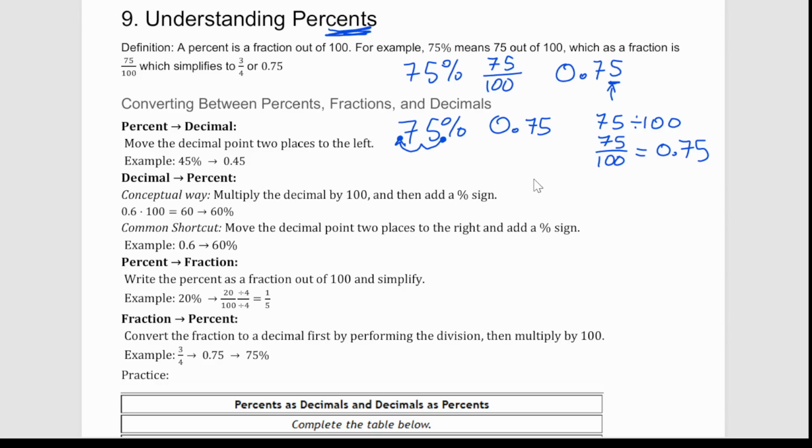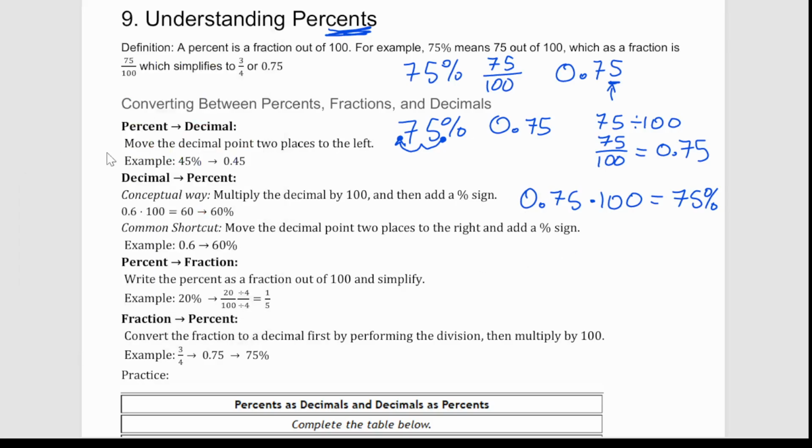So that's always a reliable way to do it, especially if you have a calculator. It's a 5-second way to do it: you take the percentage and divide it by 100. That will give you exactly that percentage as a decimal. If you're moving from a decimal to a percent, the best conceptual way to do that would be the other way around. So if I have 0.75 and I multiply that by 100, I'm going to get 75%.